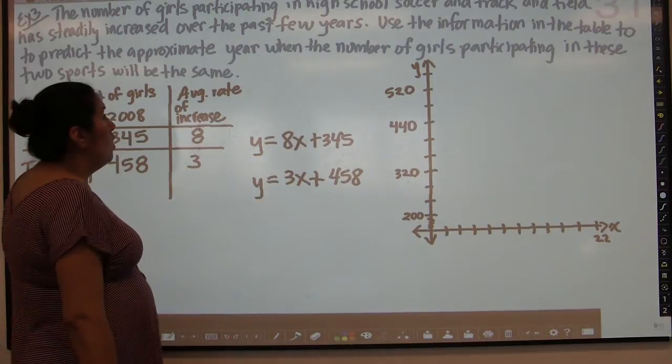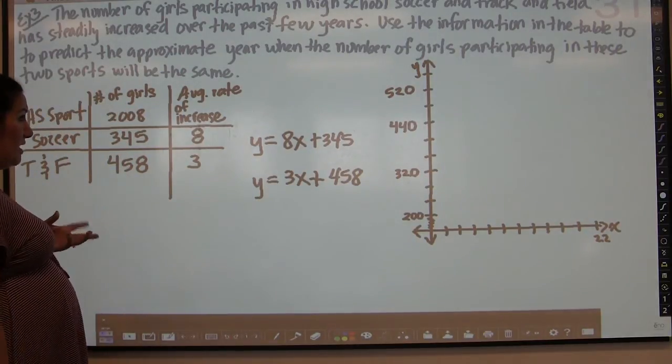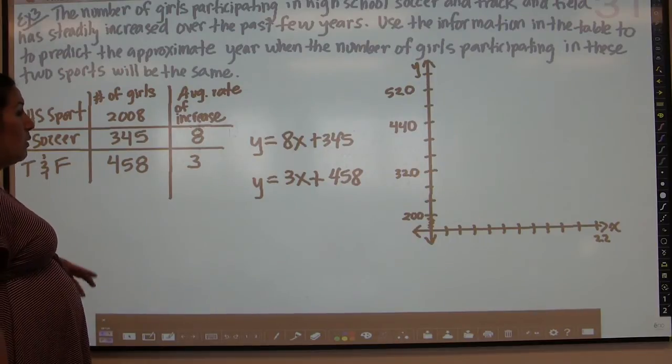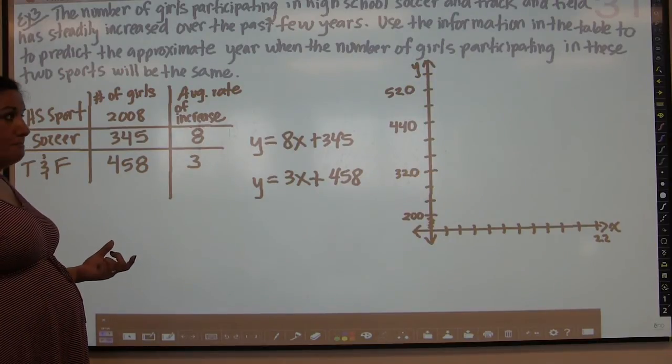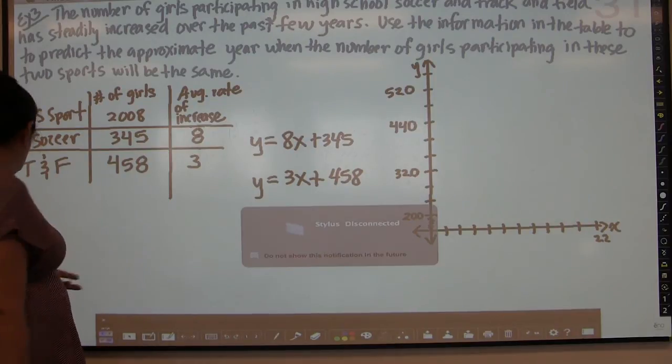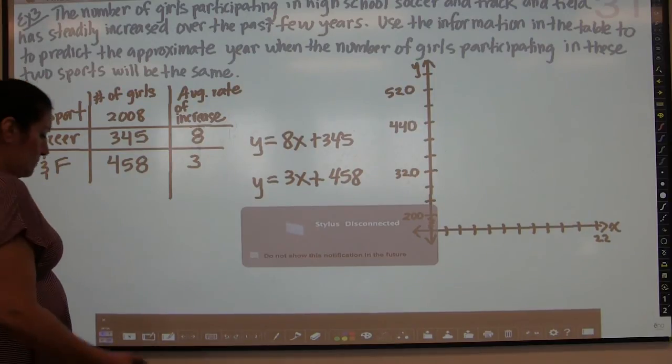And the question is, when will the number of girls participating in these two sports be the same? So what we want to do is basically graph them and then see where they cross, because that's when they would be the same.